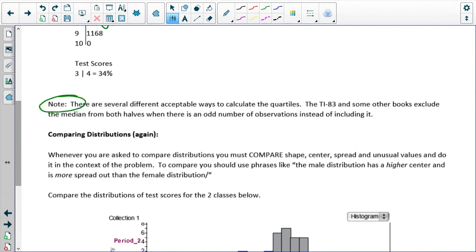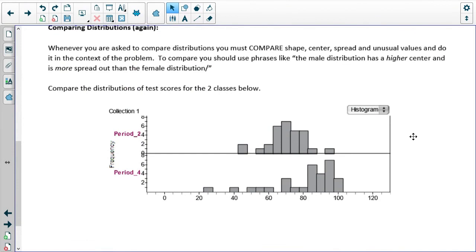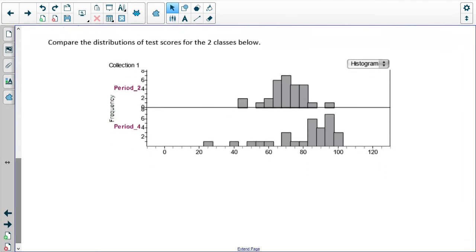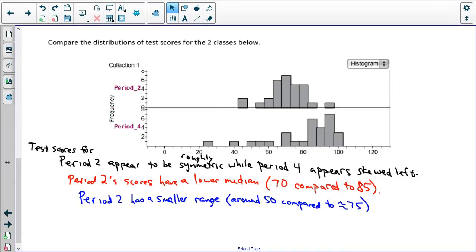Again, if I do this on the calculator, it will show up a little bit differently. But what we want to do is compare these distributions. So if we're going to compare, we want to compare shape, center, spread, and unusual values. And you have to actually make comparison statements. So if we're looking at these two periods and their test scores, and then we want to write a sentence about unusual values, we would say that period 4 looks like it has an outlier or two somewhere around 25 and 40 compared to the rest of the data.